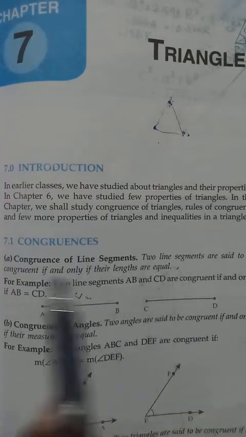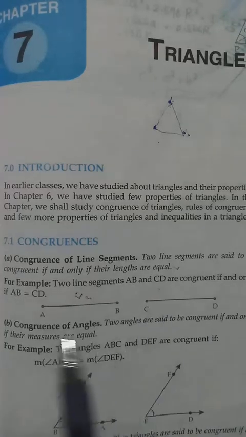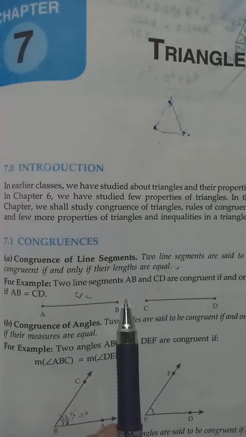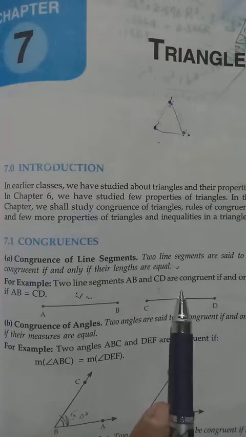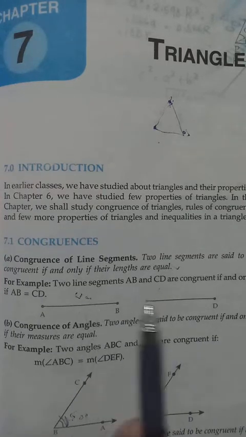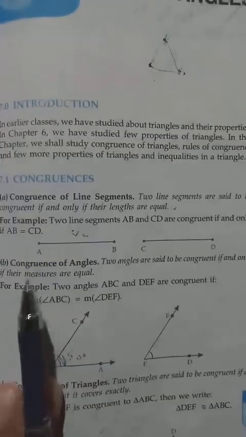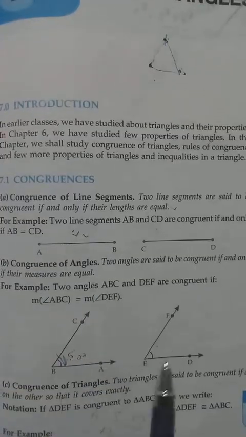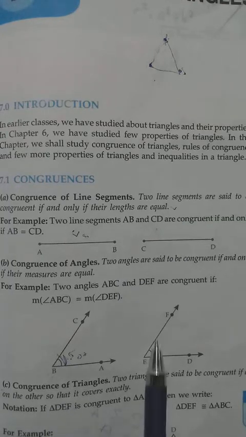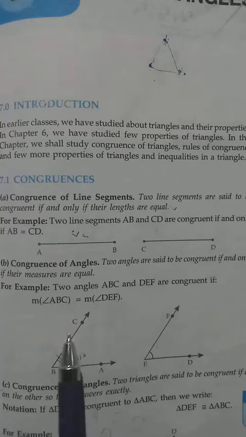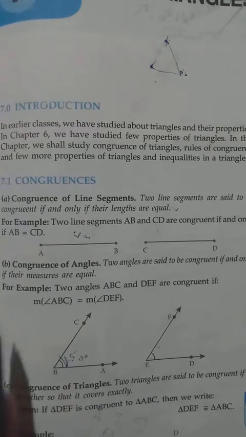2 line segments are said to be congruent if and only if their lengths are equal. Suppose we have this line segment whose measure is 4 cm, and another one also 4 cm. So their lengths are the same. That means we say they are congruent. Then the same thing for angles. You may have 2 angles. If you measure here, you get 60 degrees, and here also 60 degrees. Then in that case, we call them congruent angles.